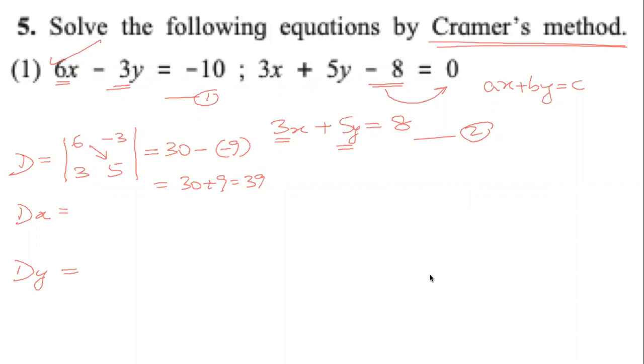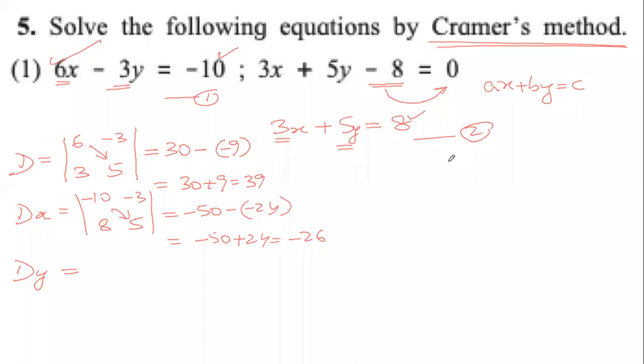Correct. Brilliant. So for Dx, when we write the determinant, we have to write c1, c2 here. So minus 10 and 8, minus 3 and 5. Now when we solve this, minus 10 into 5 is minus 50. 8 into minus 3 is minus 24. So minus 50 plus 24, which comes to minus 26. Good, the students calculated it right.